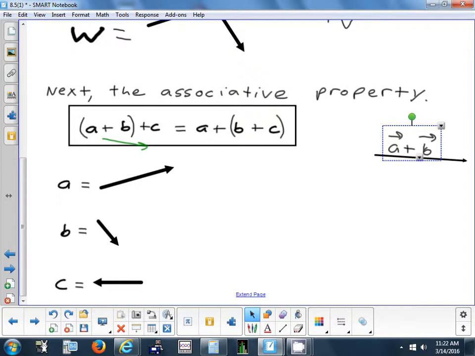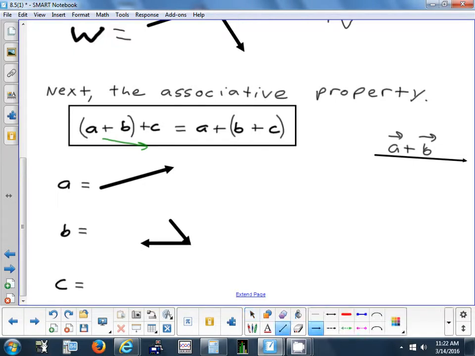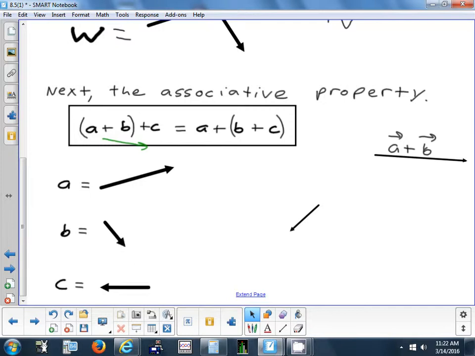Right, now I'm going to do it the way it says to on the right. Okay, take B, add C onto the end of it, and do that first. This I should be able to draw because it's not close to horizontal or vertical. So that's B plus C. And now I'm going to take A and add that onto the end.